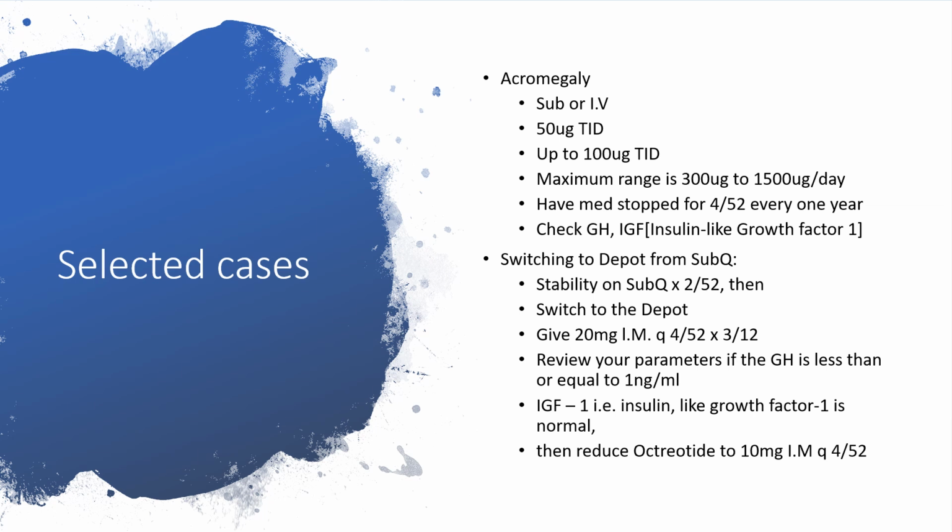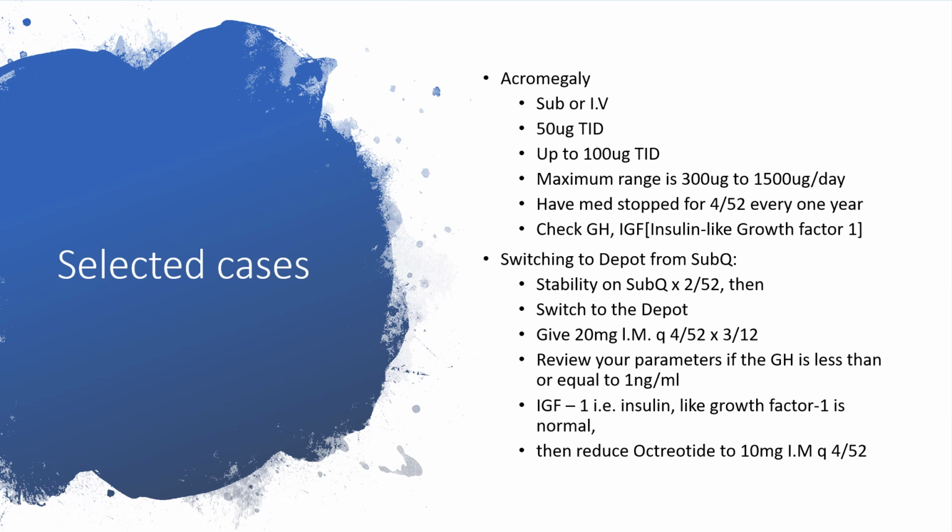Then if somebody is on SubQ and you want to switch over to depot, you have to stabilize on SubQ for 2 weeks, then switch to the depot. You can give 20 milligram IM every 4 weeks for 3 months. Let me repeat, you can give 20 milligram IM intramuscularly every month or every 4 weeks for 3 months. You will review your parameters, that is the growth hormone and insulin-like growth factor 1 level.